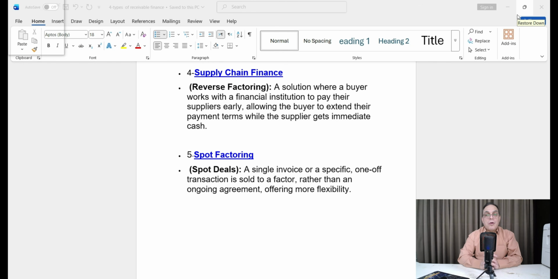4. Supply chain finance. Reverse factoring. A solution where a buyer works with a financial institution to pay their suppliers early, allowing the buyer to extend their payment terms while the supplier gets immediate cash. 5. Spot factoring, spot deals. A single invoice or a specific one-off transaction is sold to a factor rather than an ongoing agreement, offering more flexibility.